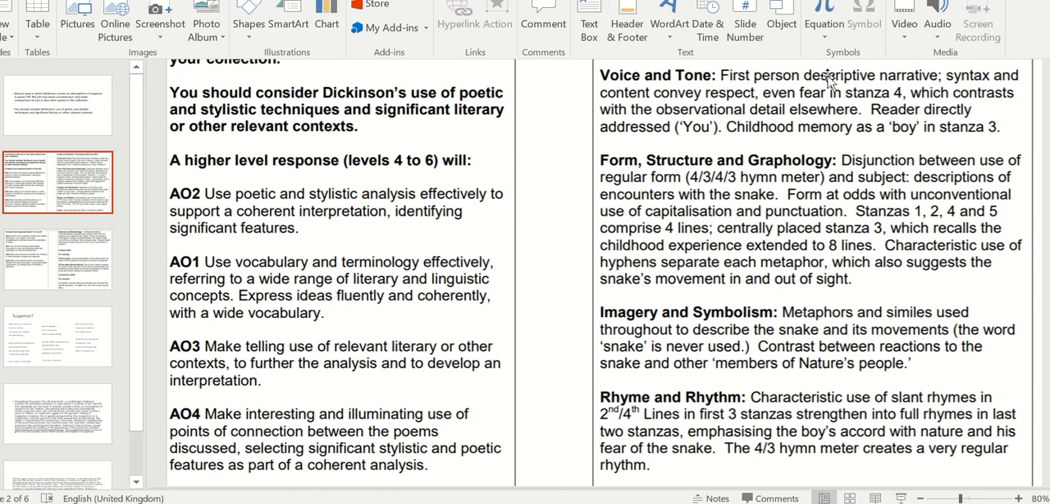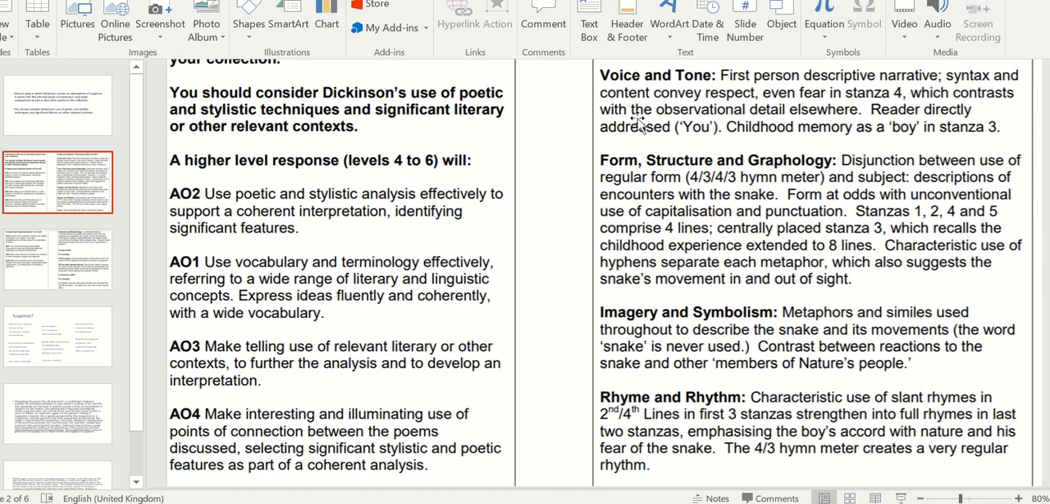For A Narrow Fellow, you could talk about the first person descriptive narrative, the syntax and contrasts. Syntax, remember, means sentence or line structure. Ideas of contrast, the tone. That's where you get your adjectives in, okay? In My Life Stood a Loaded Gun, you could talk about the very detached tone, which contrasts with the subject matter, which perhaps might create suspense.